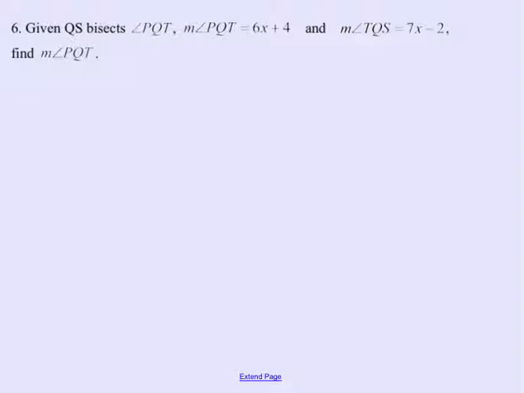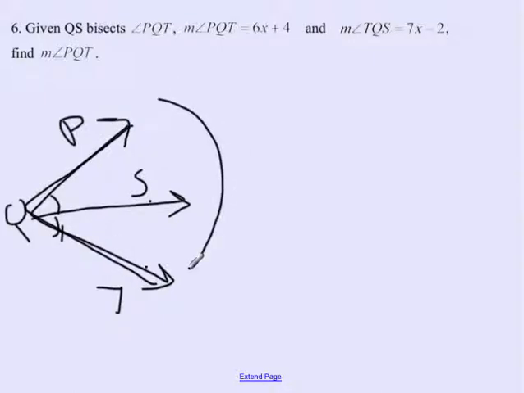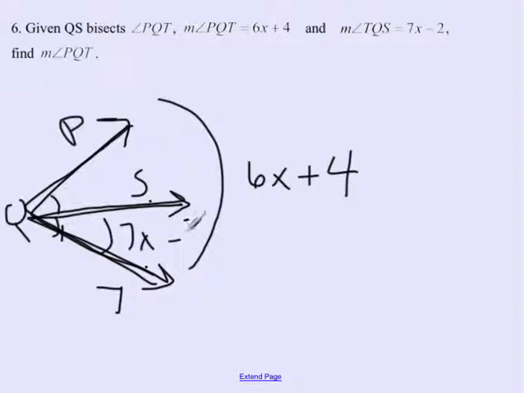QS bisects the angle PQT. Now what you're going to find in geometry is sometimes it's really hard to visualize things, so I like to draw a diagram. So I'm going to call this P, my vertex is Q, and this is going to be T. So that's my angle, and it's going to be bisected by QS. So that's going to be S right there. Since it bisects, that means that both of those are equivalent measure. PQT, that's this whole angle right here. The whole angle itself is going to be 6x plus 4. Then it tells me that TQS, this little guy right here, is 7x minus 2. And we need to find PQT, so the big angle measure.